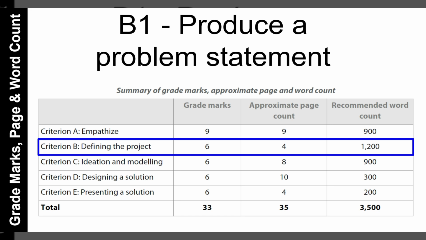For criterion B as a whole, you have 1,200 words. So my personal recommendation is somewhere around the 500 is what you would need for B1. And then that will leave for B2 for you to have about 700 words. But overall, it's the overall word count and overall page count is what matters.